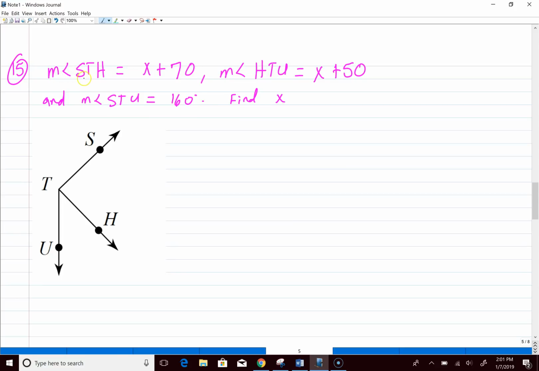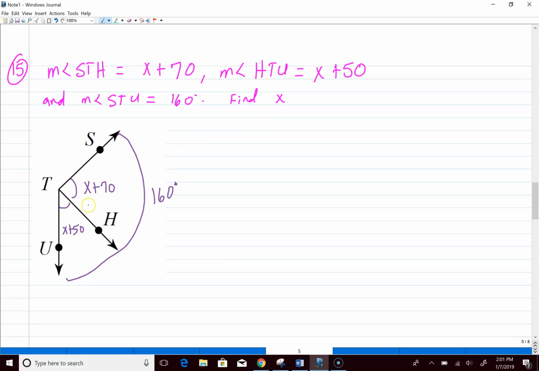So the measure of angle STH, this angle here, is X plus 70. The measure of angle HTU, the angle in here, is X plus 50. And the measure of angle STU is 160. STU. So the whole angle is 160. So from here all the way over here, it's 160 degrees. Find the value of X.